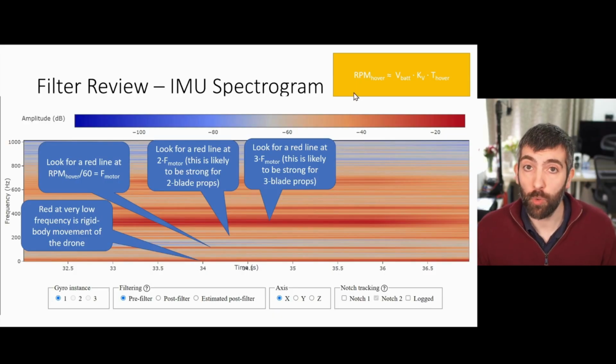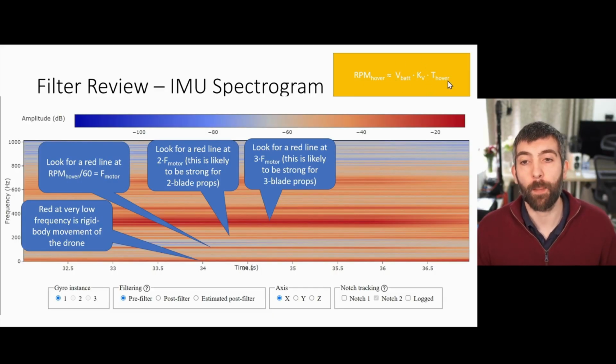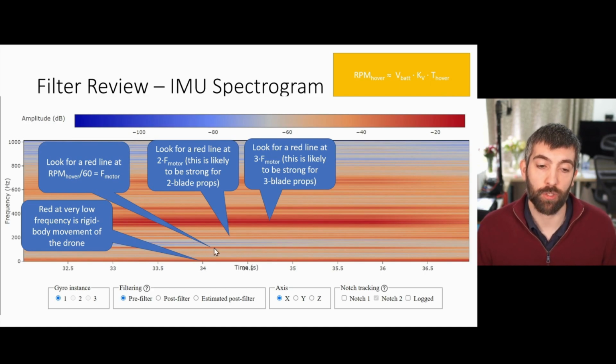If you don't know your RPM at hover, you can approximately calculate it by taking your battery voltage, multiplying it by your motor kV, and then multiplying by your hover throttle. That will give you an idea of the RPM that you're looking for. Divide that by 60 to get the frequency, and you should see a horizontal line. You should also be able to see a horizontal line at twice the hovering frequency. This is likely to be strong if you're using 2-bladed props, but it may be very weak and in fact almost invisible if you're using 3-bladed props. So see if you can see that. I have a little bit of one here, but it's quite faint.